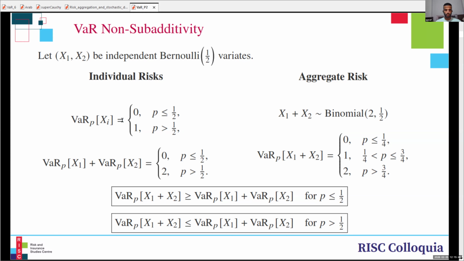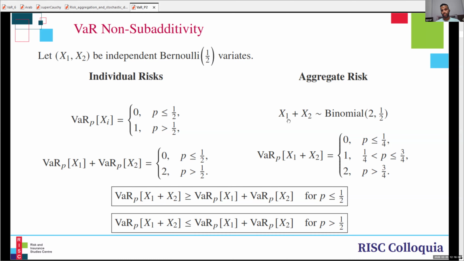That's the individual risks, x1, x2. And if you sum them up, you either get 0 or 2, right? You get 0 whenever p is less than or equal to half, and you get 2 whenever p exceeds half.